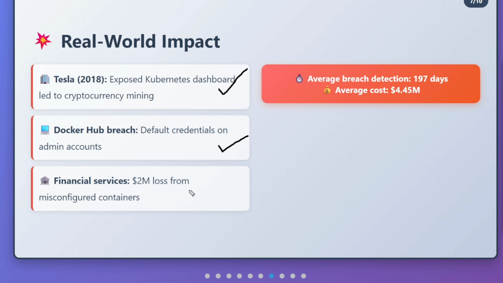So that was the real world impact which was observed. And coming to the third example, which is the financial service, $2 million loss from misconfigured containers. One of the major financial institutions reportedly lost over $2 million due to containers that were misconfigured.